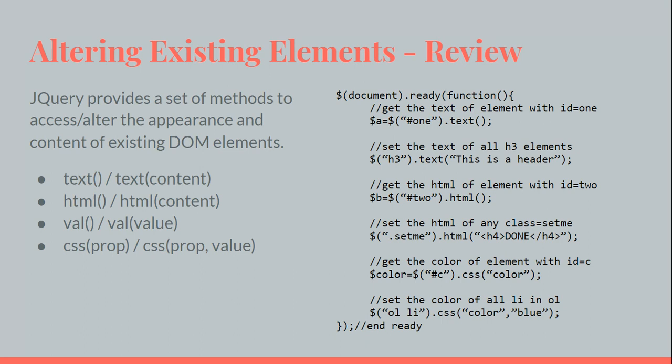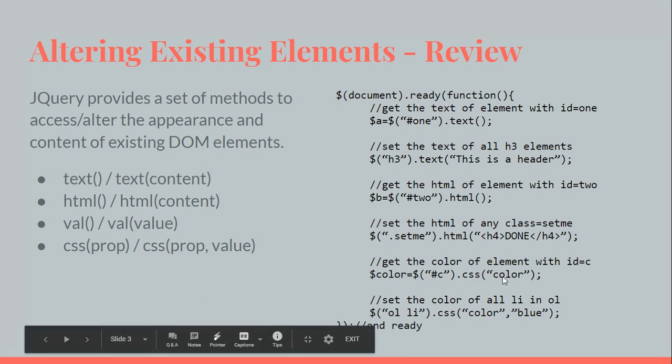We've got some basic methods: text, HTML, val, and CSS. Each of these methods can be used either to get information or to set information. And you can see over here, I'm getting the text and then setting the text, getting the HTML, then setting the HTML, getting the CSS color attribute, and then setting the CSS color attribute.